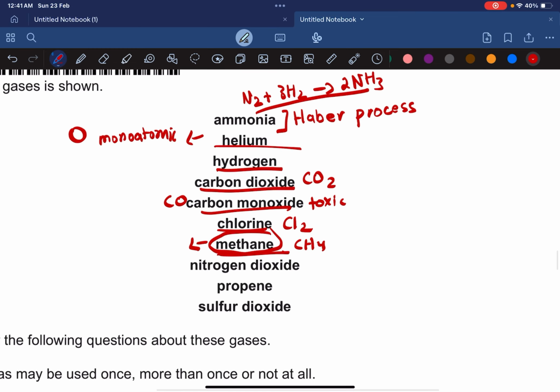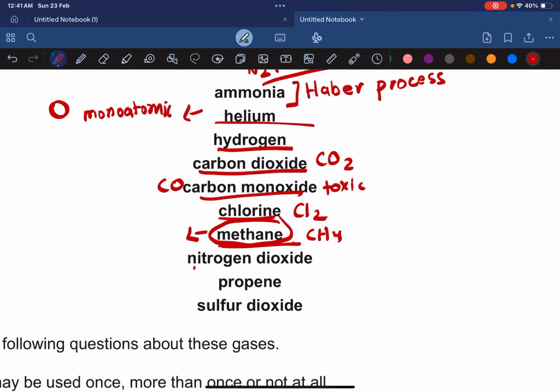Now we have nitrogen dioxide. Again, NO2 causes acid rain. Then we have propene. Propene is an alkene. It's going to turn aqueous bromine from orange to colorless. Why? Because it's an alkene, and that's a property of alkenes, that they turn bromine water from orange to colorless.